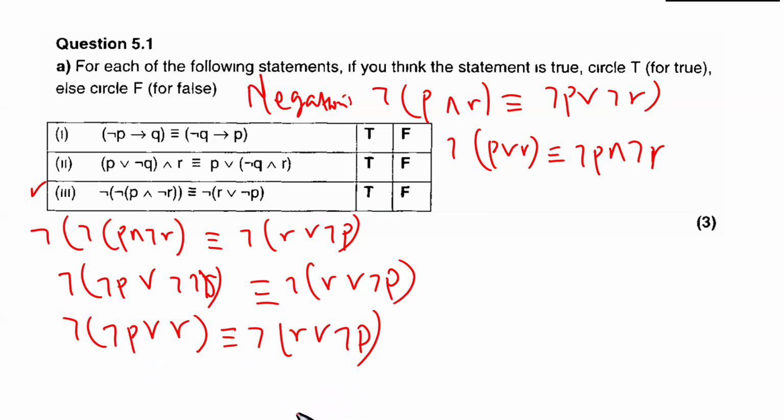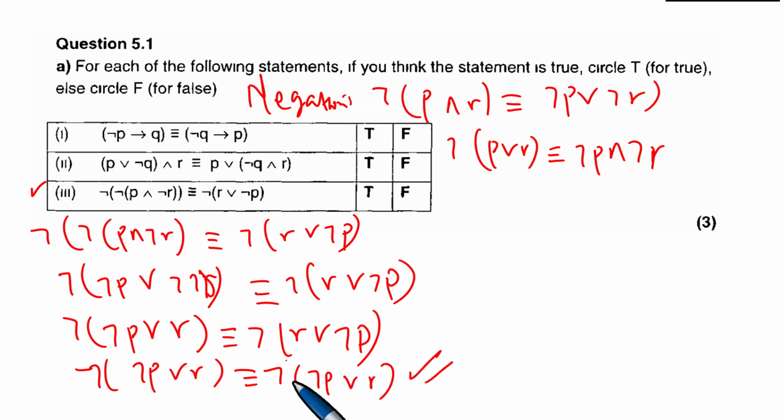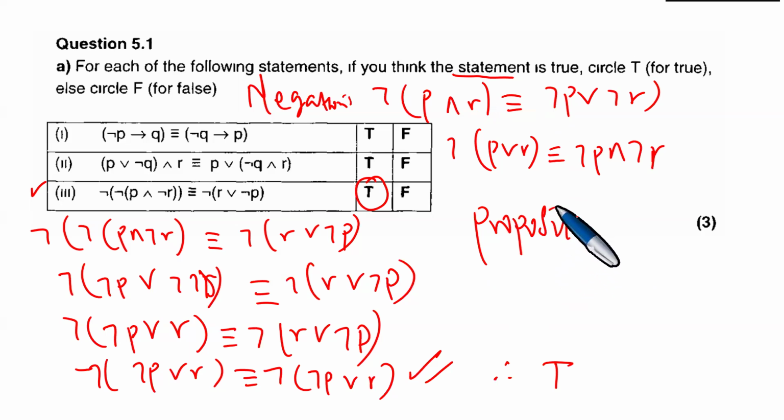So that in the end, we have this. But these are exactly the same, because what we have here, not P or R, is logically equivalent to not P or R. So the left and the right are exactly the same, and therefore this is a true statement. Which means here we're going to encircle the truth value true. Right, so very easy questions on statements and what we call propositional logic, and we move to the next question.